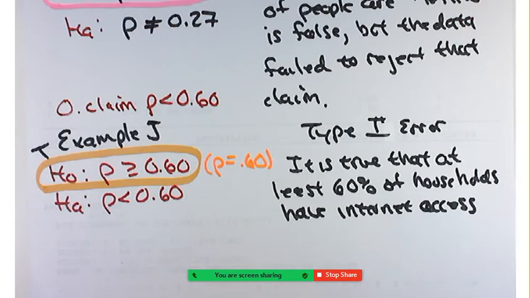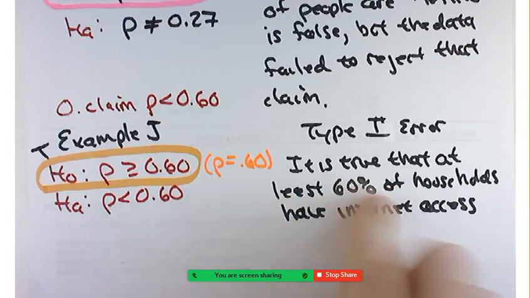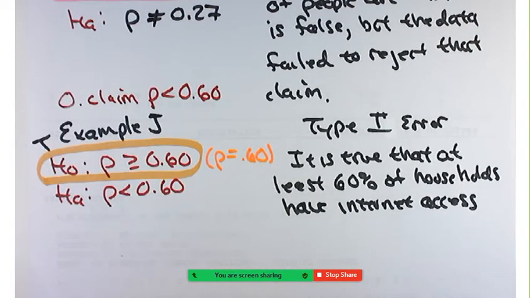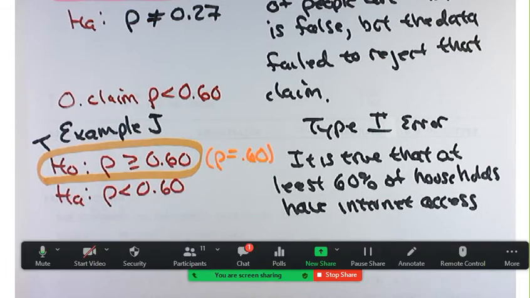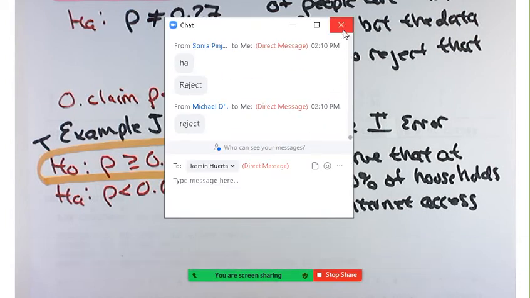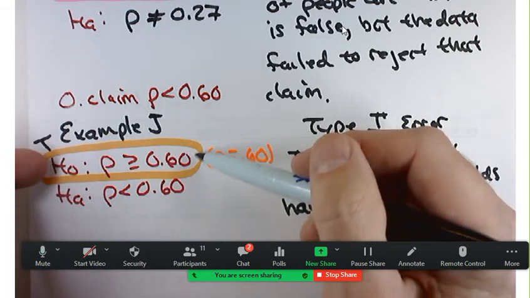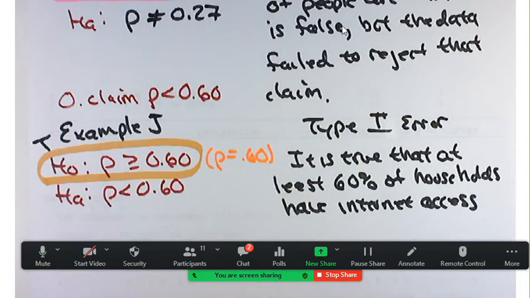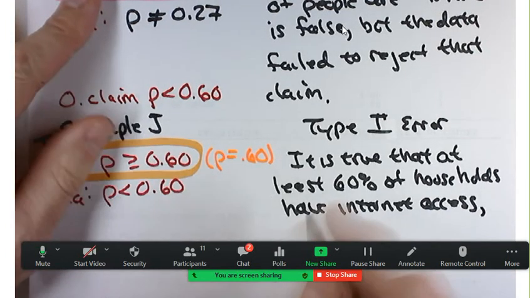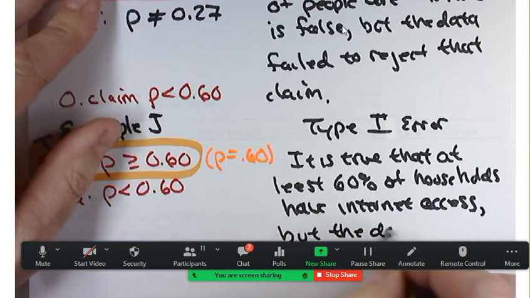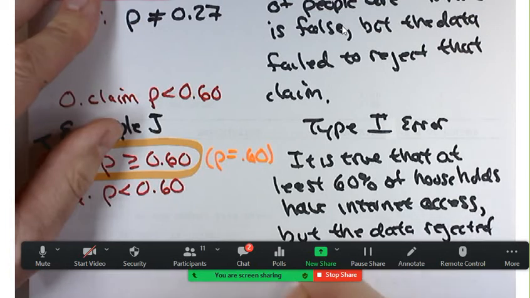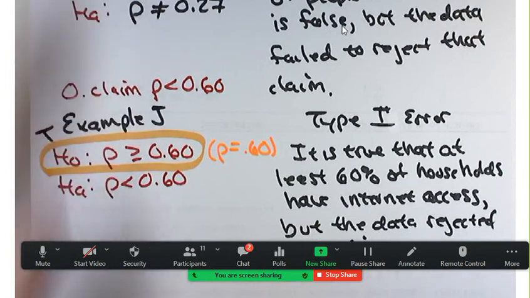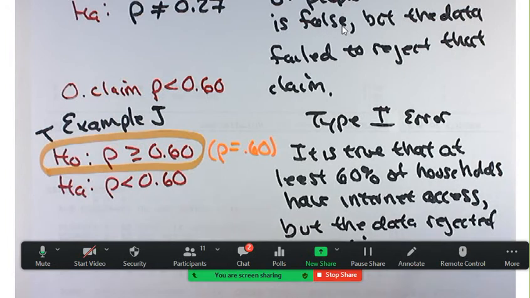Now we need to discuss our decision. So what was our decision? Even though this is true, what do we do with H naught? Did we fail to reject or reject? All right. Got a couple people that say reject. Yeah, if it's type 1 error, then you're rejecting this when it's true. So the last part of this is going to say that we rejected this claim, but the data rejected that claim. So I told you what H naught was, and then I told you my decision. What's going on with H naught is that it's true, but we rejected it. So that's an error. It's a type 1 error.